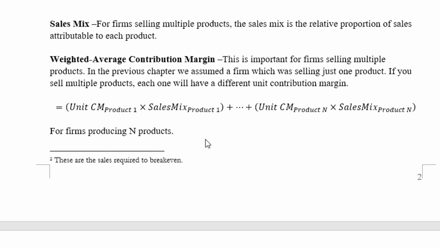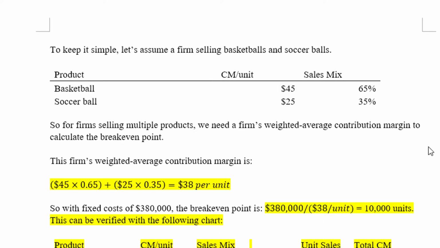The next thing you gotta do is use that information to make a weighted average contribution margin. So I know how much I make off product number one for my contribution margin for that one. I gotta weigh that by its sales mix percentage. And then I gotta do the same thing for all my products. Let's look at an example.